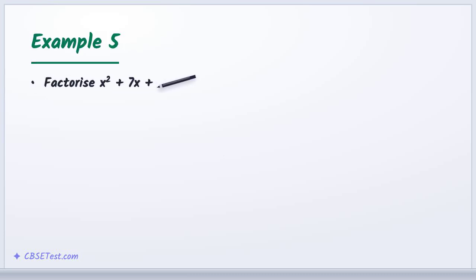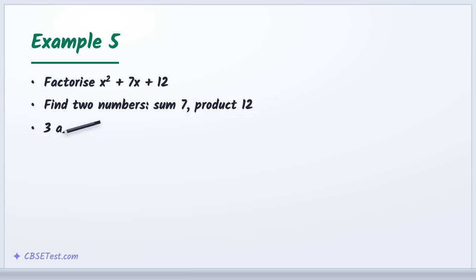To factorize x squared plus 7x plus 12, look for two numbers that add to 7 and multiply to 12. That's 3 and 4. So the factors are x plus 3 and x plus 4.